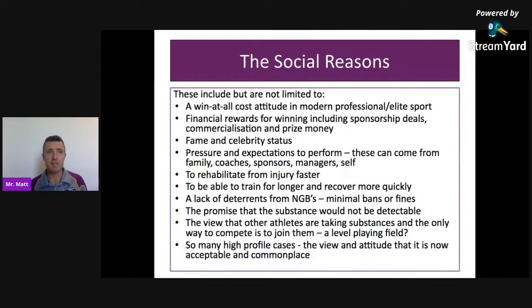There has also been many promises, and athletes have said this, that they were assured that the substance they were taking would never ever be traceable. So they could just get away with taking it and it would be undetectable.